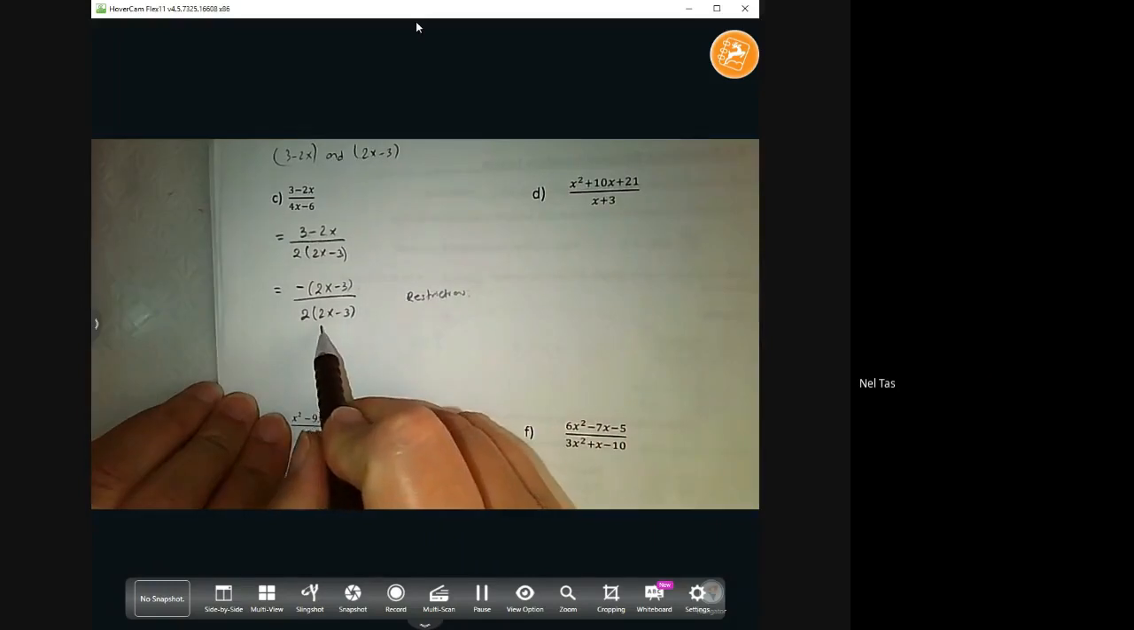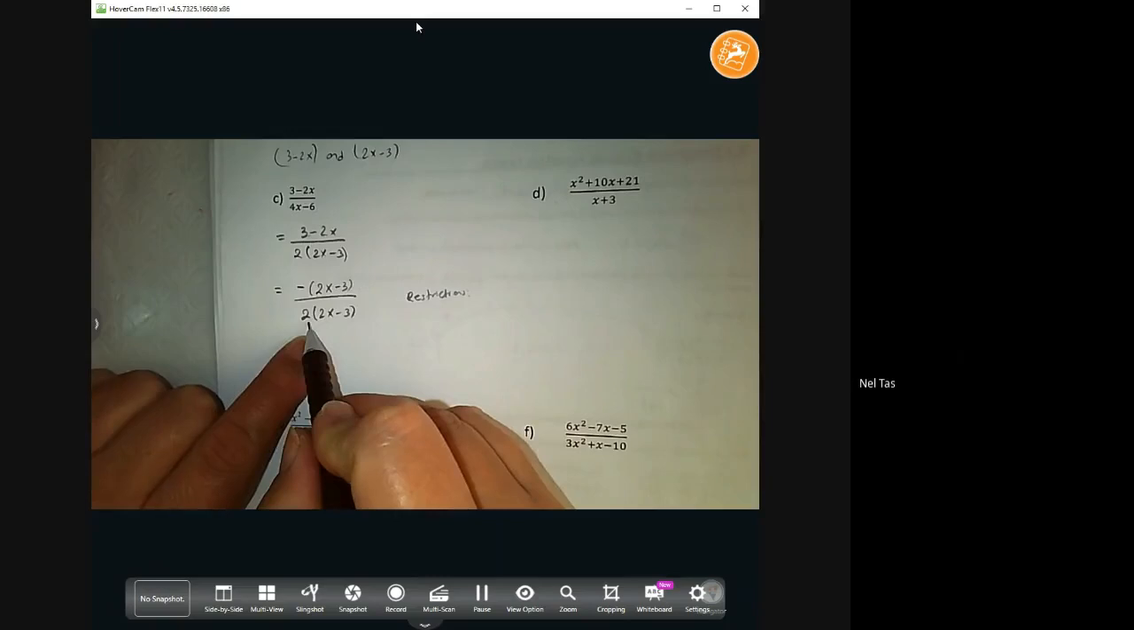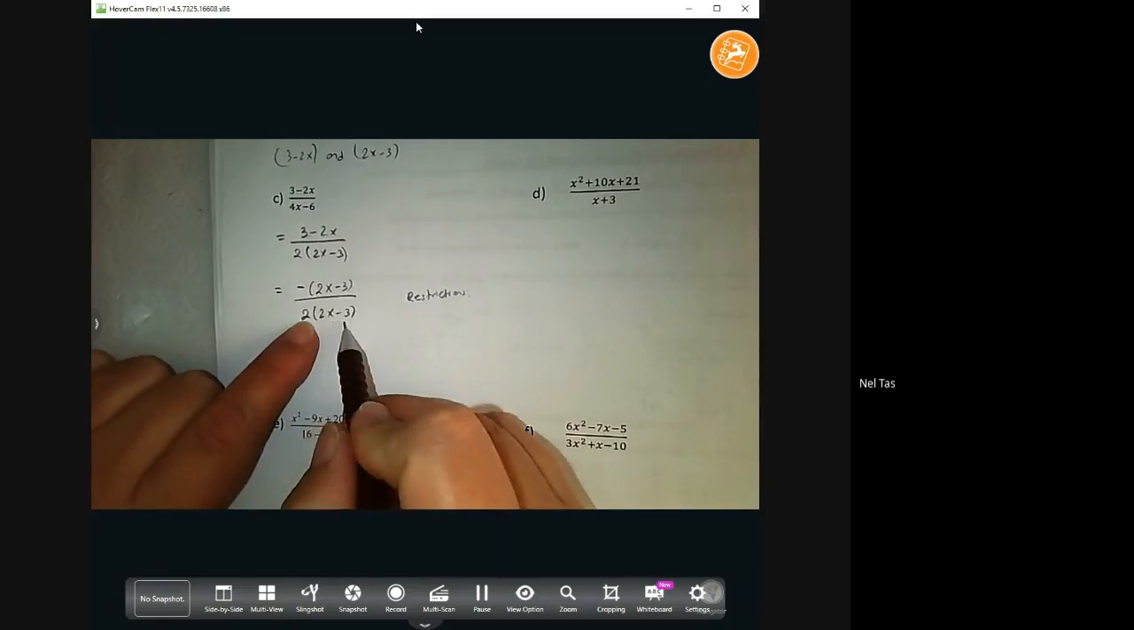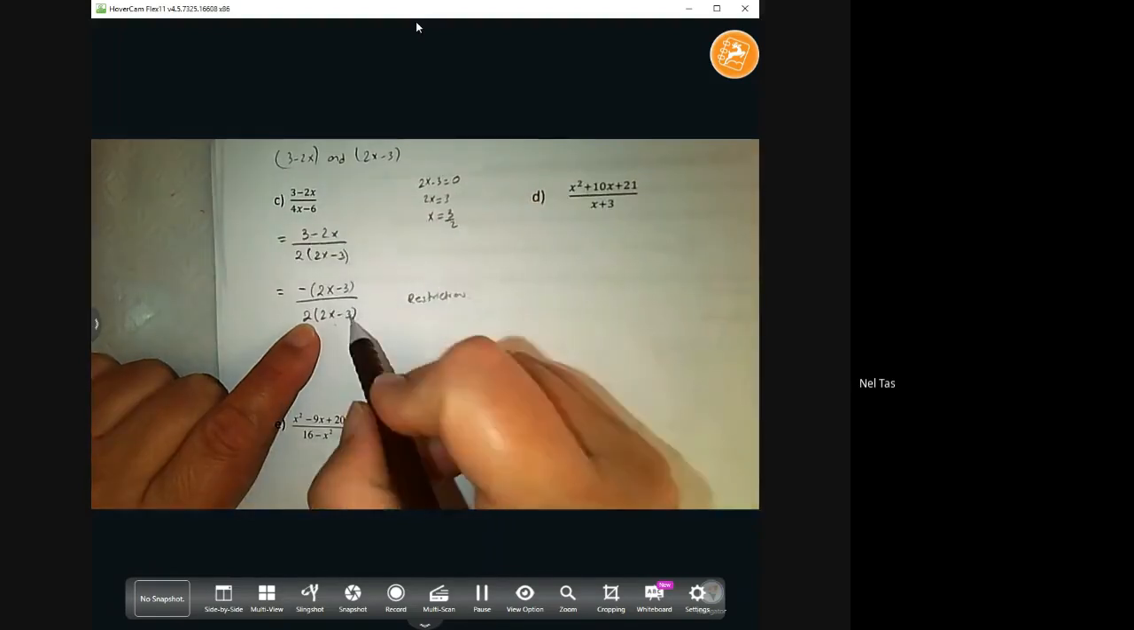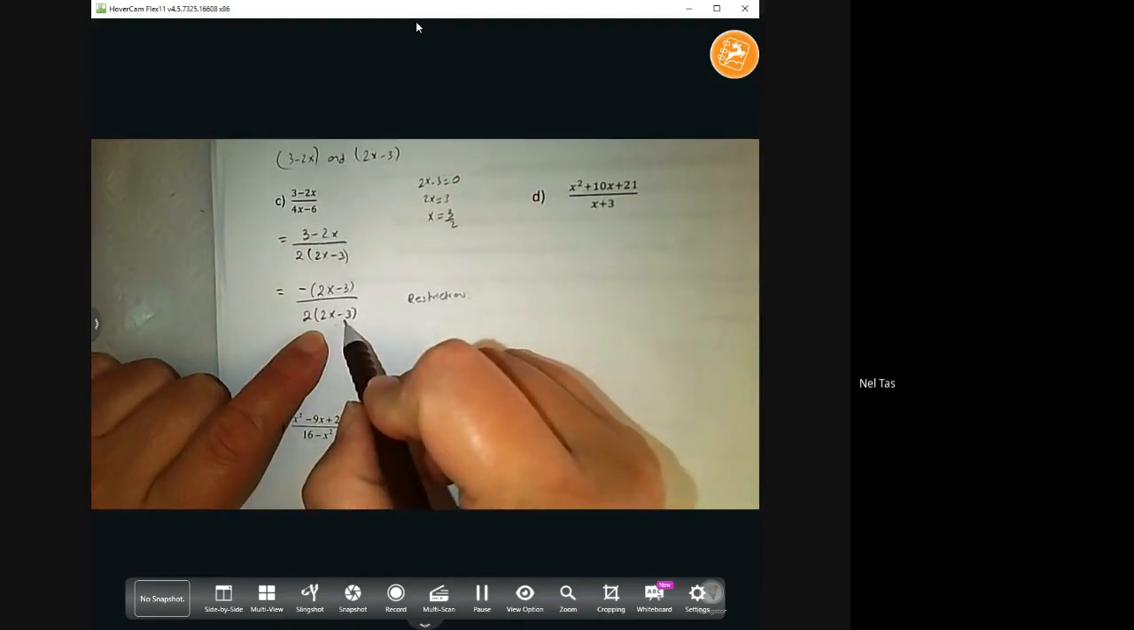So you take the denominator and make it equal to 0. Okay, so 2 is never 0. So what makes 2x minus 3 equal 0? I'll do the work here. 2x minus 3 equals 0, so you get 2x equals 3, x equals 3 over 2. So when x is 3 over 2, the denominator becomes 0.